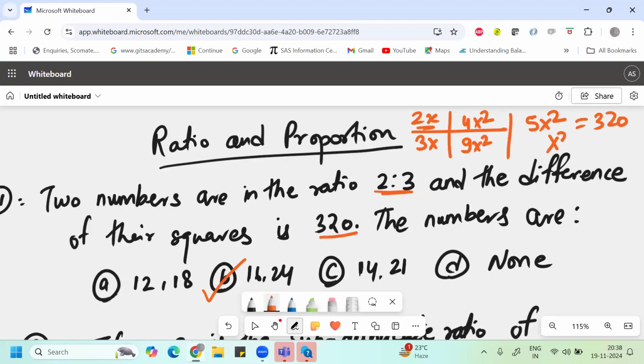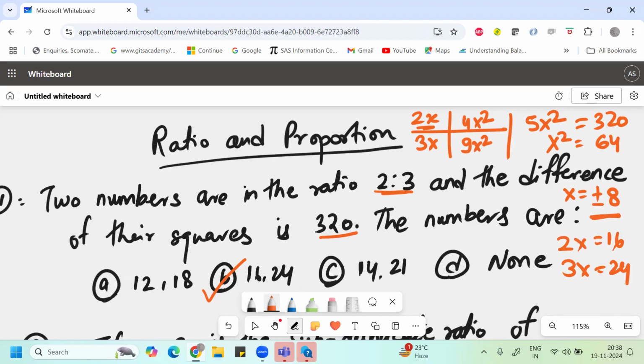So what is x square? X square would be equal to 64. So what is the value of x? X would be plus minus 8. Now here the number cannot be negative. So I'll go with x equal to 8. So my numbers are 2x and 3x. So what is 8 2s are 16, 8 3s are 24.